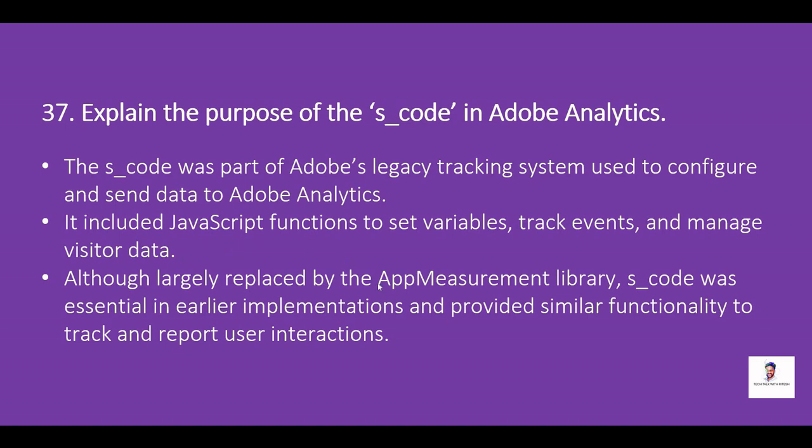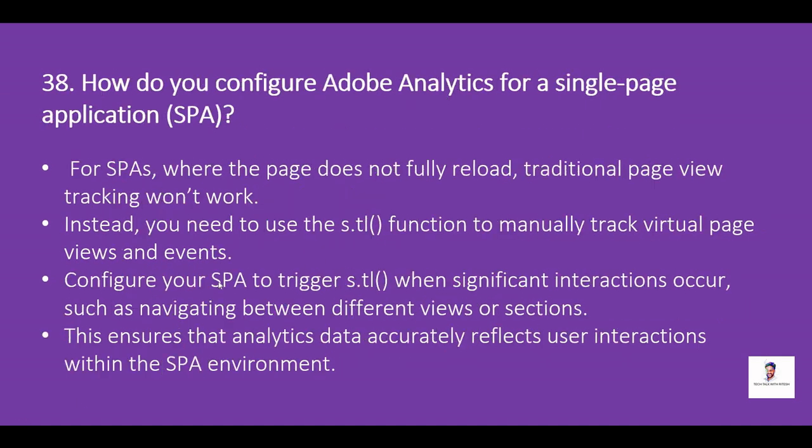It included JavaScript functions to set variables, track events, and manage visitor data. Although largely replaced by the AppMeasurement library, right? This one, s_code, was essential in earlier implementations and provided similar functionality to track and report user interaction. So we just need to mention that it was a legacy way of doing things, but now it is replaced by the AppMeasurement library. But good to know.